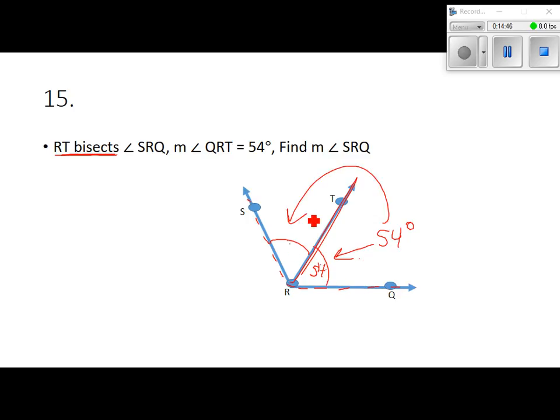And they actually ask us to find the whole angle. So to find that whole thing, you're going to take this measurement and what you get here, add them together, and that'll give you the whole angle. That'll be your answer.